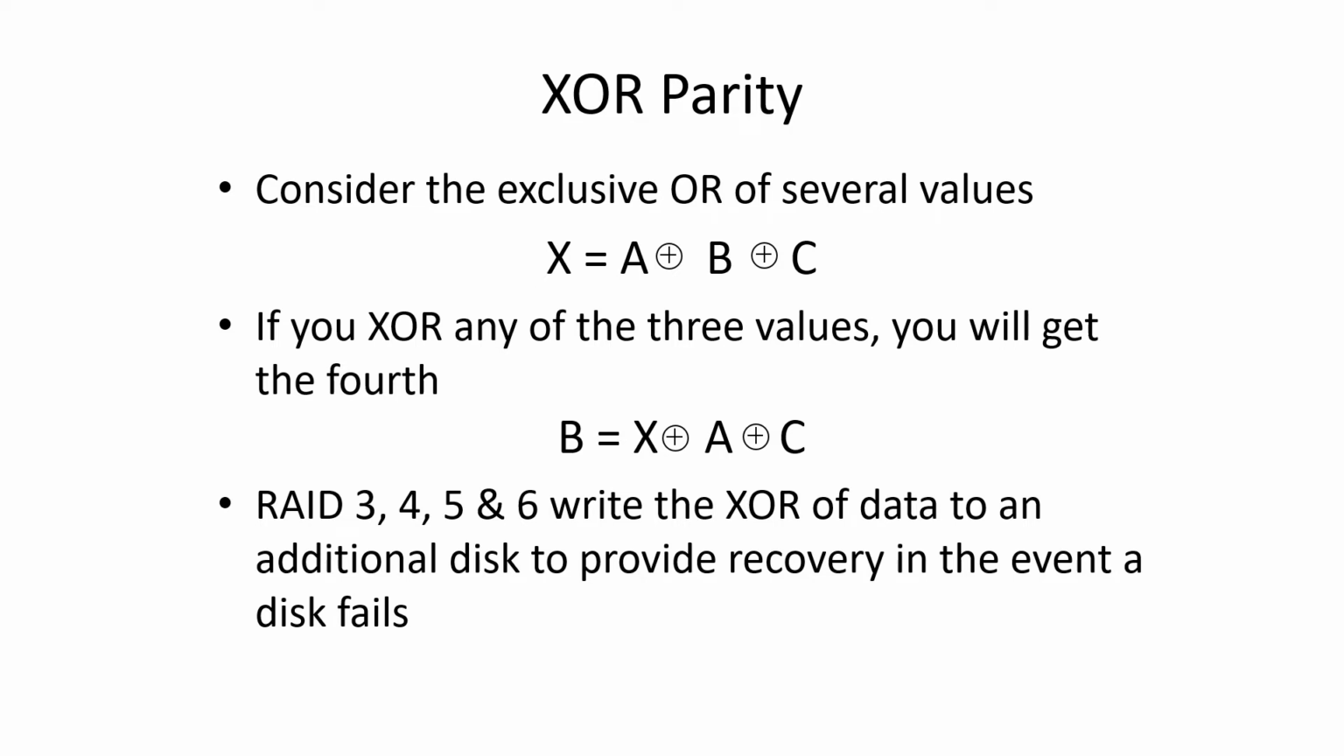If you have drive A, drive B, and drive C, and then drive B breaks, you can recover it if you have the exclusive OR X, just by exclusive ORing X, A, and C, and it gives you back the information that was on drive B. And so RAIDs 3, 4, 5, and 6 all use this concept of exclusive ORing to be able to recover information that was lost.